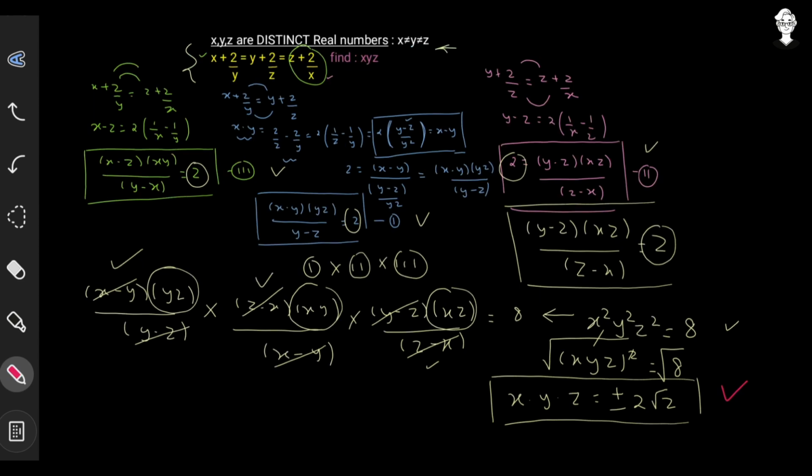The things written in the blue one is the first step. The things written in the pink one is the second step. The things written in the green one is the third step, and all the things that are written in light yellow is the fourth and the final step, which has given the answer that x into y into z is plus and minus 2 times square root of 2. So this was my way to solve this particular question.